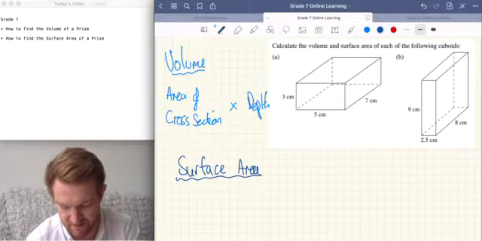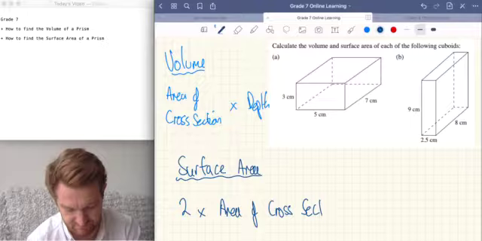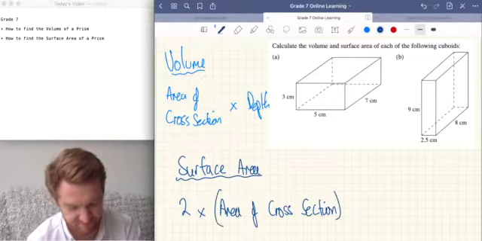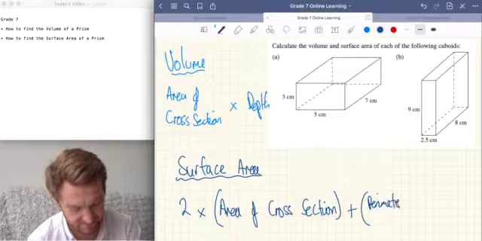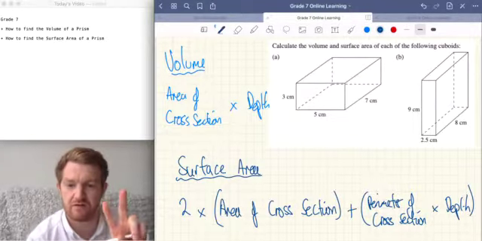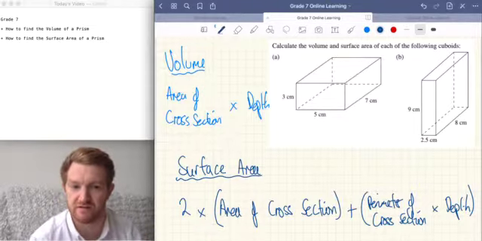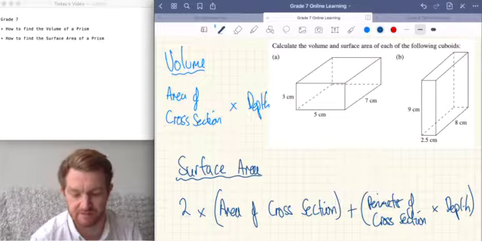And the surface area is 2 times the area of the cross section, the front and the back, plus the perimeter of the cross section. Not right. Times the depth. Notice how you can do them. You can do the area, the cross section, the perimeter, or perimeter area. It doesn't matter which way around you do it, as long as you do those things.